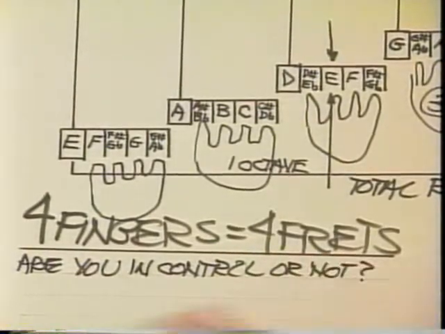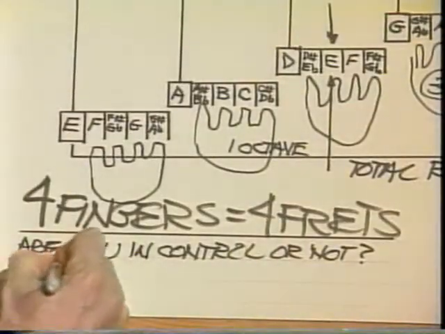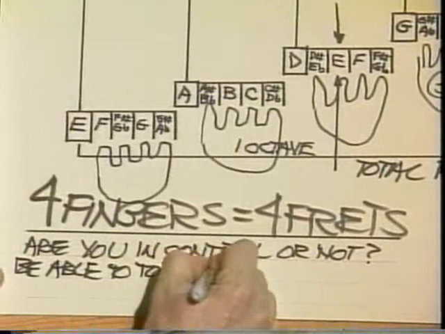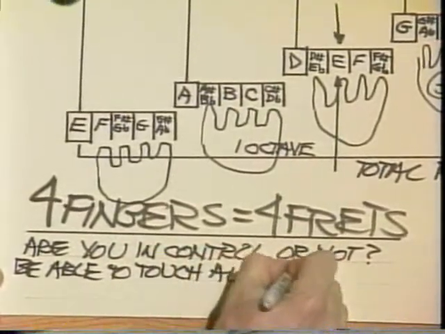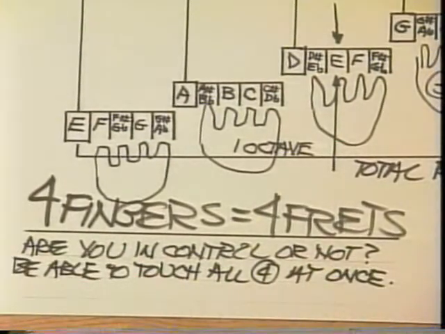Well, if you ask me, there's an easy way to tell. And this is where we're going to start to see what I might suggest is the proper way to hold the guitar is all about. In order to claim that you're controlling the guitar, you've got to control those four frets. And the best way that you can prove to yourself that you're in control of all four frets is this: be able to touch all four frets at once. If you can do that, you can do anything. That's the main physical skill.